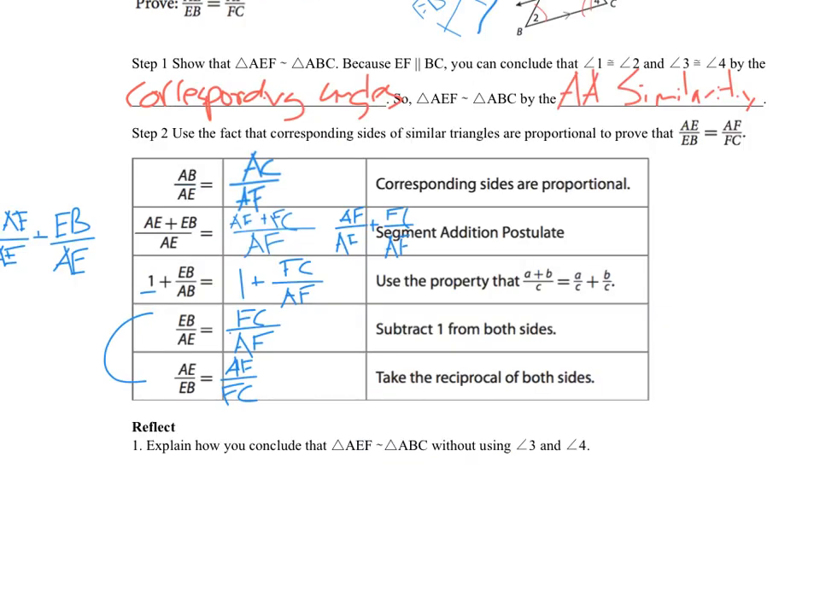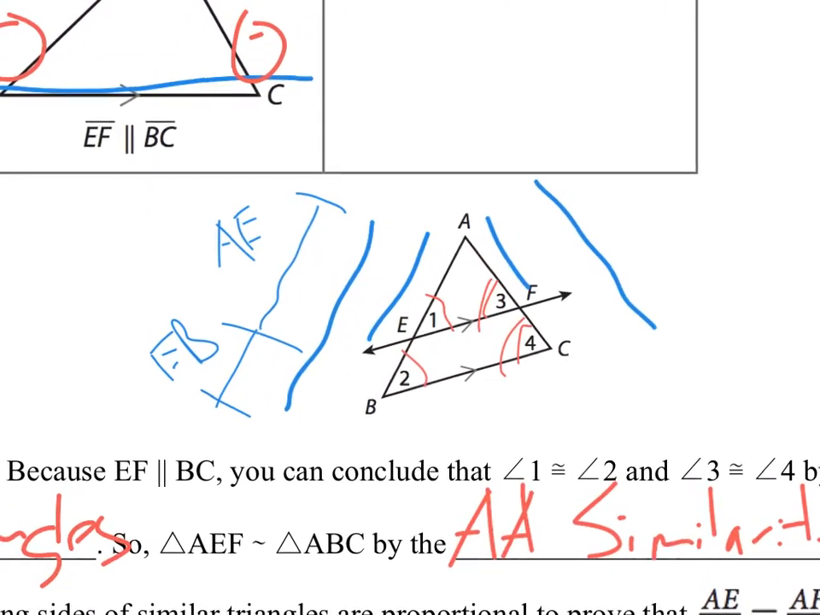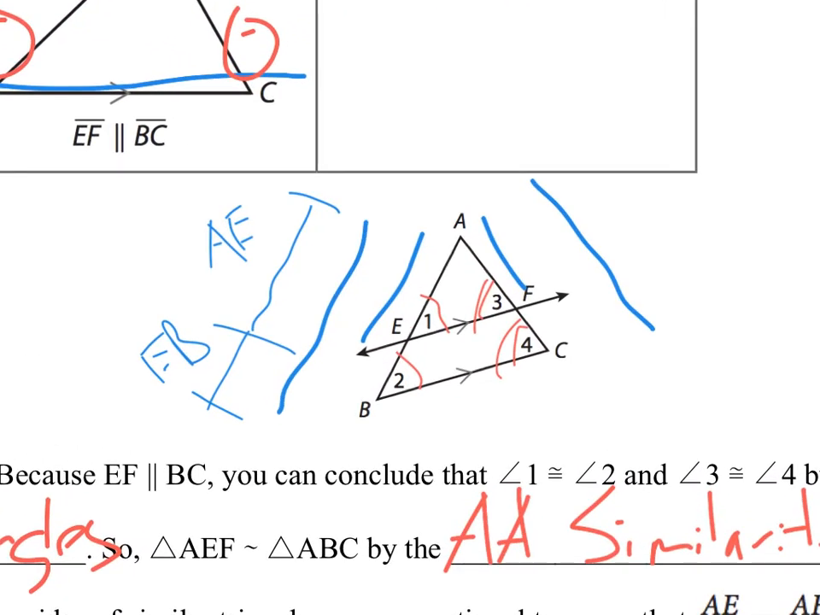A little critical thinking here. On the reflect, explain how you could conclude that triangle AEF is similar to ABC without using angles 3 and 4. So as we look at our triangle here, if we just know 1 and 2, but we do not know 3 and 4, how else can we show that those two triangles are similar? Take 1 minute in your groups and discuss it.